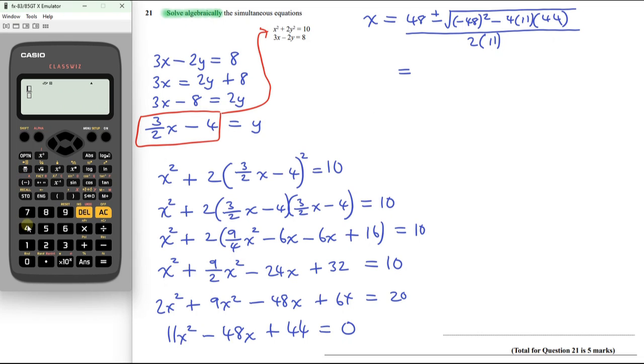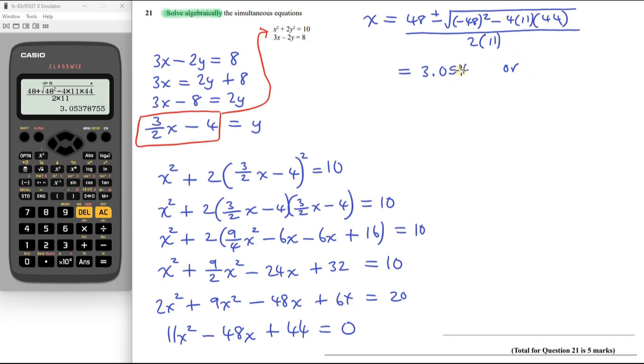So in our numerator, we've got 48. Let's do plus first. I will change this to a minus after, but let's do plus first. So we've got negative 48 squared. That's just going to be the same as 48 squared, so I don't need to worry about the negative there. And then minus 4 times 11 times 44. And then in our denominator, we have got 2 times 11. So we press equals and we get this business here, but let's just convert that to a decimal. We get 3.054.